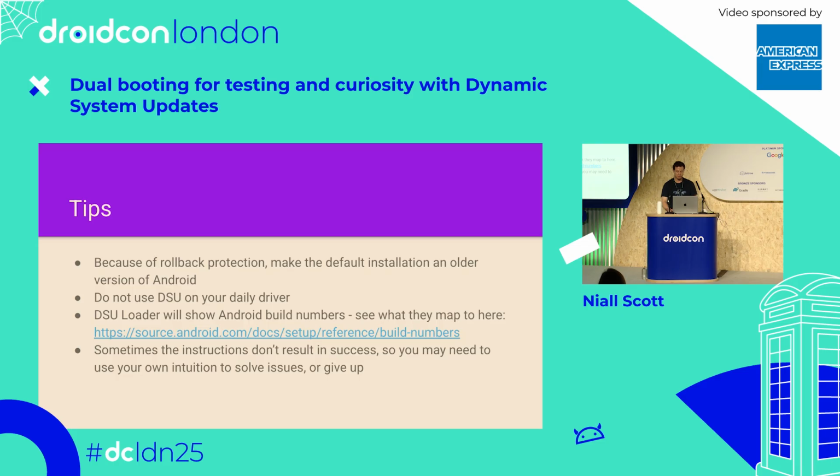Also, the DSU loader UI will likely present Android build numbers rather than the more publicly understandable Android versions to you. To map between the build numbers and the Android versions, go to the URL shown at source.android.com. Sometimes the instructions in this presentation and the Android developer site don't always result in success for you. You may need to search for help or use your own intuition or give up.